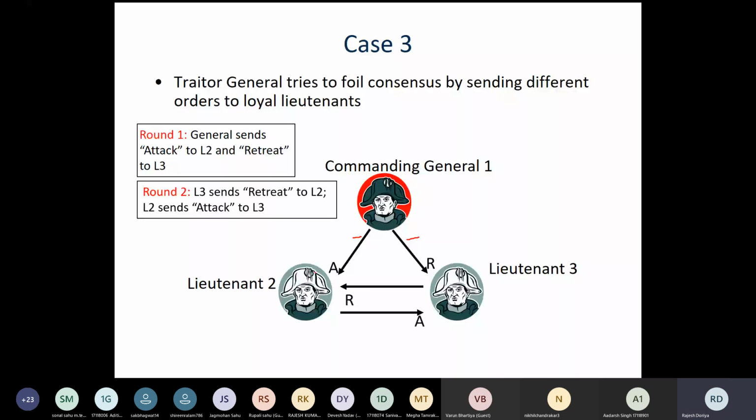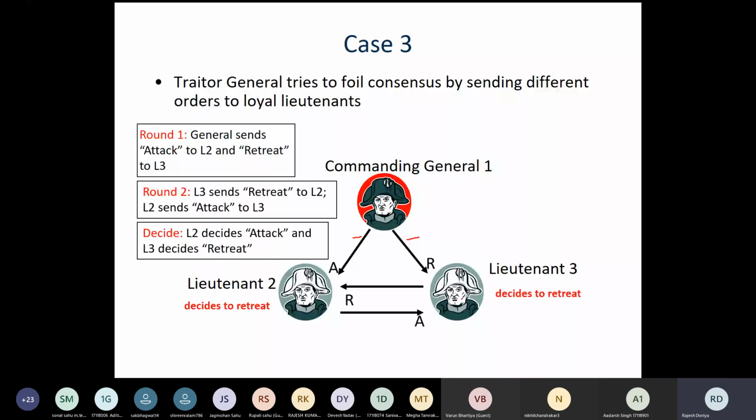L2 will have attack being received from the commanding general and retreat being received from L3. And similarly at L3, it is receiving retreat from the commanding general and attack from lieutenant 2, or L2. So again, there will be a difference of opinion and there will be no clear consensus. And it totally depends upon the assumptions whether we are going for the default value or not.